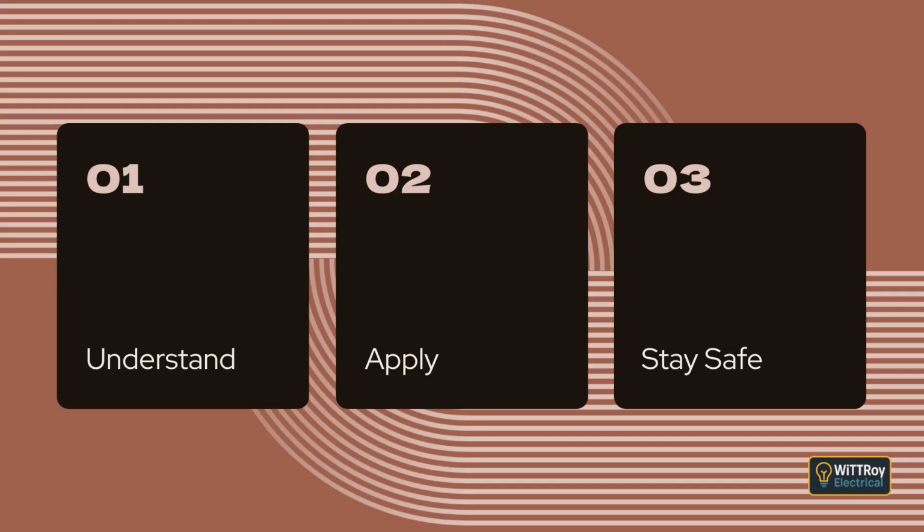Clause 2.4.3 Types of devices. This clause lists the types of devices that can be used to provide automatic disconnection of supply. But the main idea is simple. The device must be able to disconnect power safely and must not close again automatically.